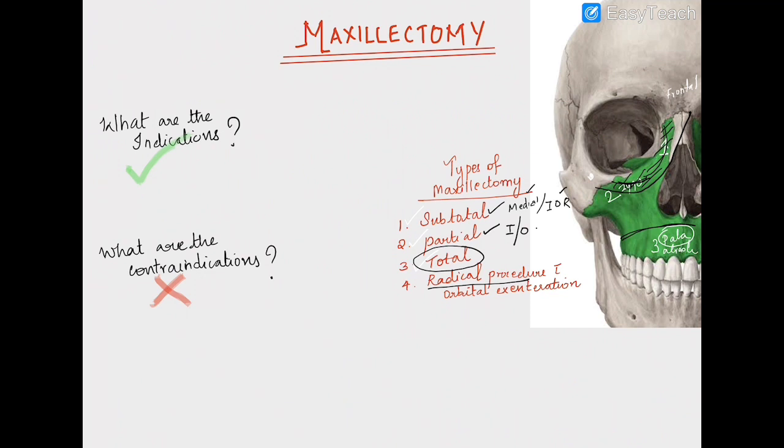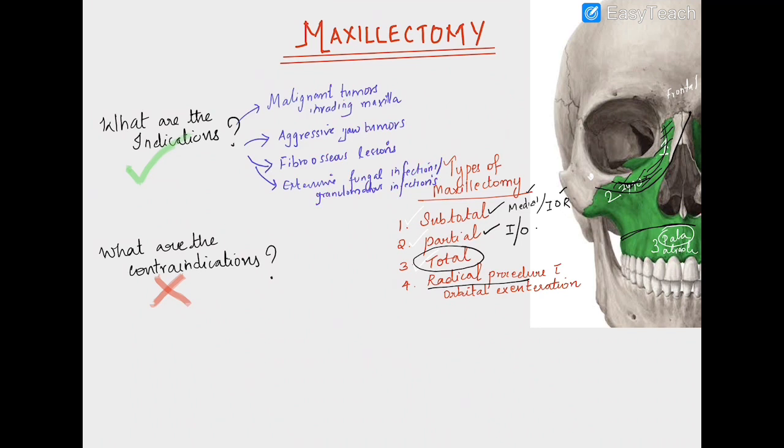Now let us see what are the indications and what are the contraindications of maxillectomy. So the indications include your malignant tumors invading the maxilla. Usually it starts from your alveolar ridge and it can enter into the maxillary bone. For example, squamous cell carcinoma is the most common malignant tumor invading the maxilla. The other tumors include your melanoma, your anaplastic carcinoma, etc.